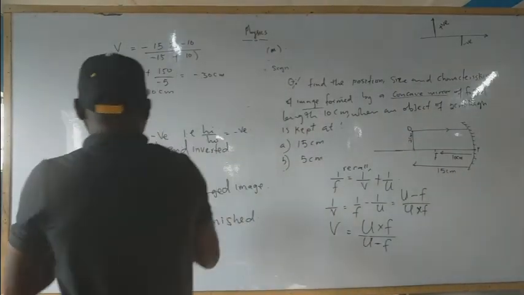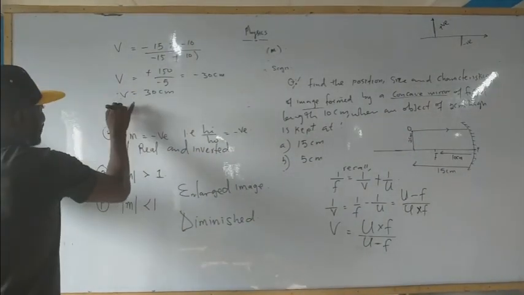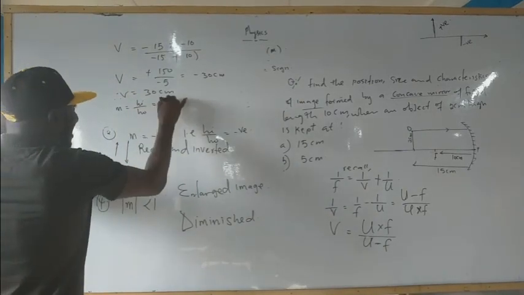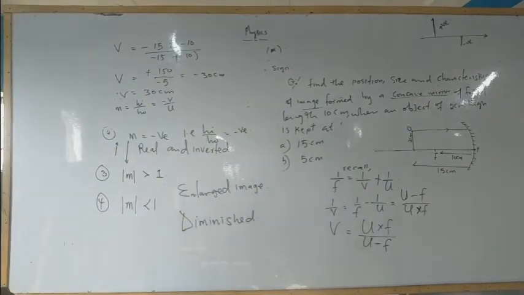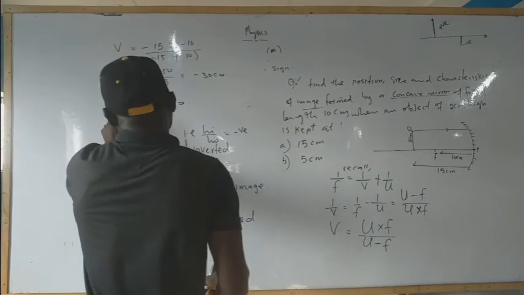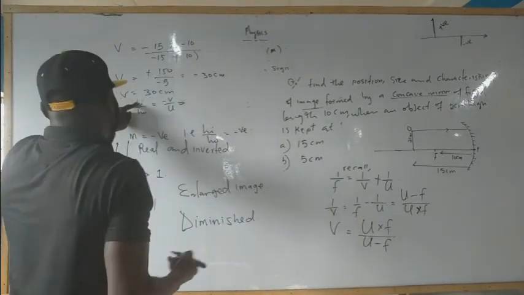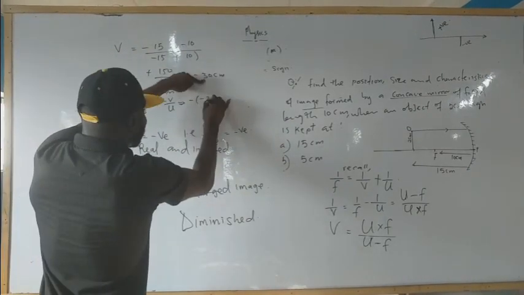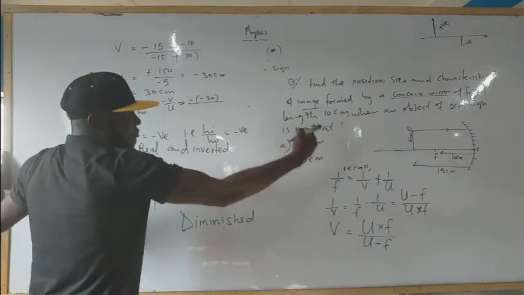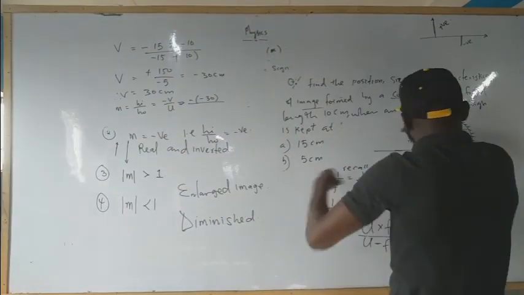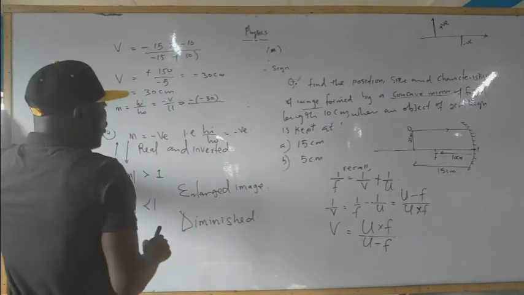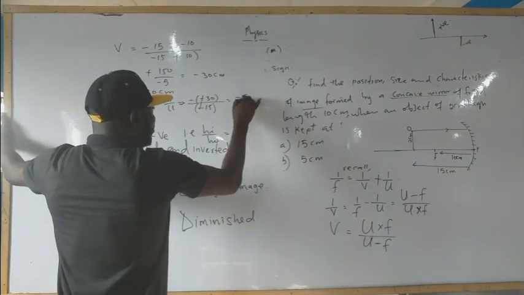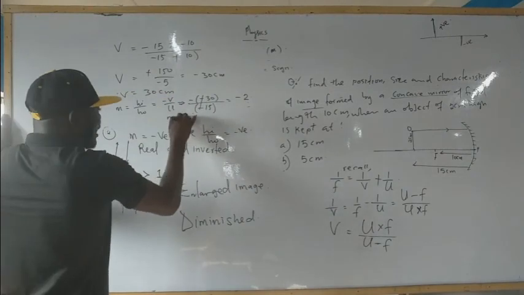What will be the size? We know that magnification is equals to HI over HO, which is equals to minus V over U. Isn't it? HI is not given, but what is minus V? That will be minus into bracket, V is minus 30, over U. U is minus 15. Minus and minus will go, that becomes minus 2. Meaning that the magnification is minus 2.